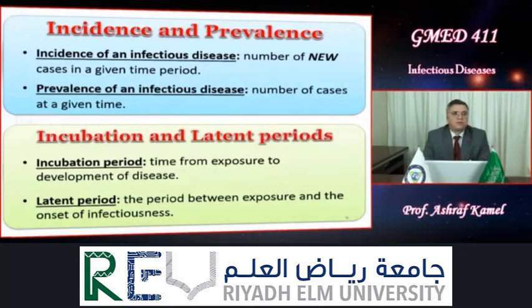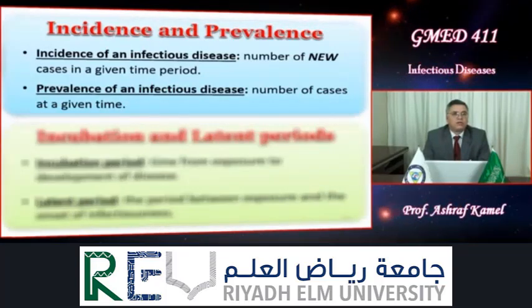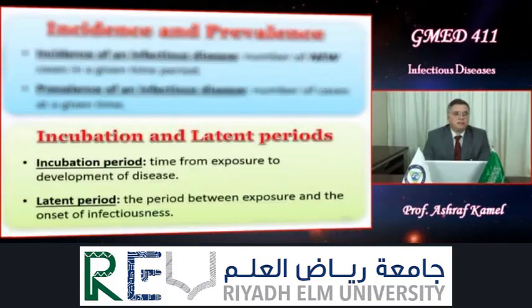Incidence and prevalence. Incidence of an infectious disease is the number of new cases in a given time period, while the prevalence of an infectious disease is the number of cases, all cases, new and old cases at a given time. Incubation and latent periods. The incubation period is the time from exposure to the infectious agent till the development of the signs and symptoms, till the development of the disease, while the latent period is the period between the exposure and the onset of infectiousness.